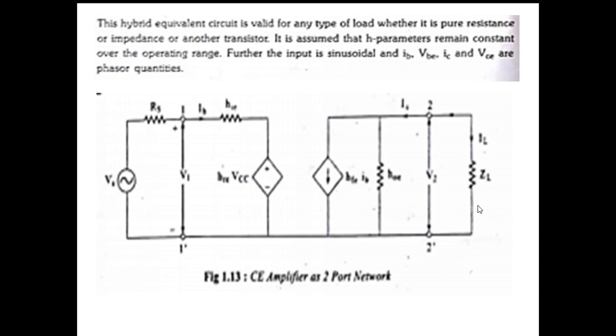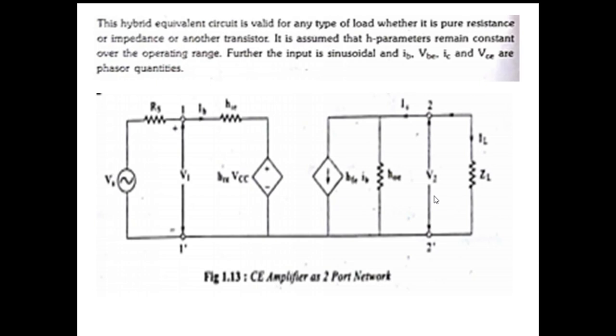Further, the input is sinusoidal. IB, VBE, IC and VCE are phasor quantities. Here the Vs is a sinusoidal signal. IB is the input current, VBE the input voltage, IC the output current, VCE the output voltage, and they are phasor quantities.